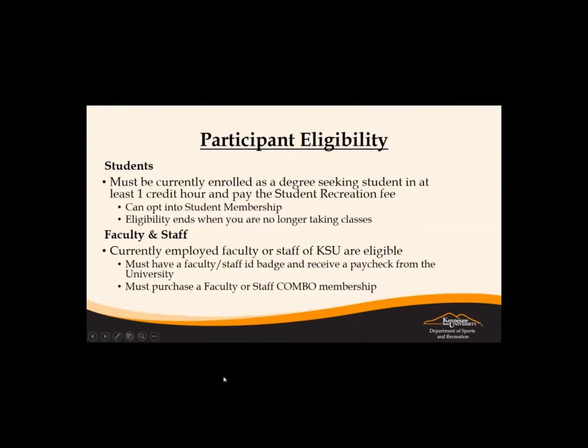Students are eligible to participate in intramural sports if they are currently enrolled in at least 1 credit hour as a degree-seeking student and pay the student recreation fee. If a student's tuition fees do not include the student recreation fee, students can opt into the student membership. If a student withdraws from all of their classes during the semester, they are no longer eligible to participate in intramural sports. KSU faculty and staff that are currently employed are eligible to participate in intramural sports. They must have a faculty or staff KSU ID badge and receive a paycheck from the university. Additionally, they will need to purchase the faculty or staff combo membership.